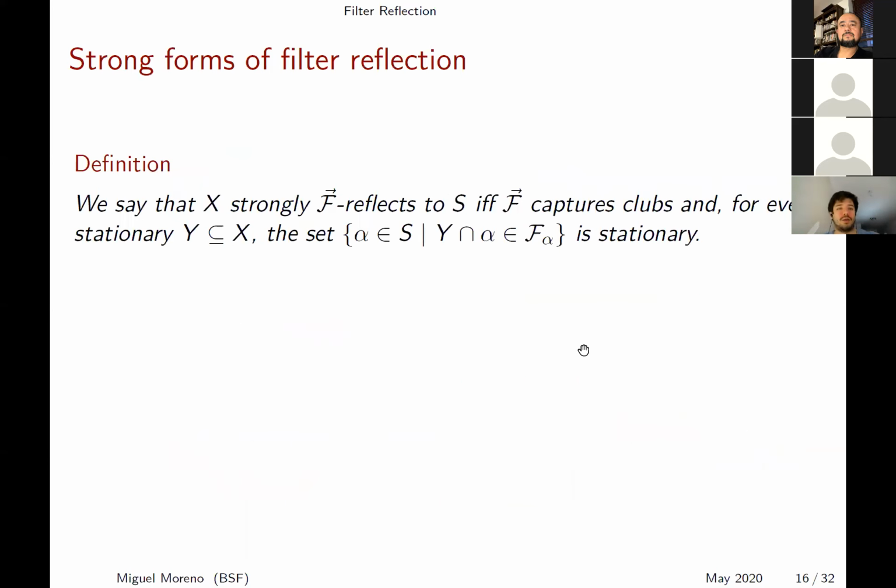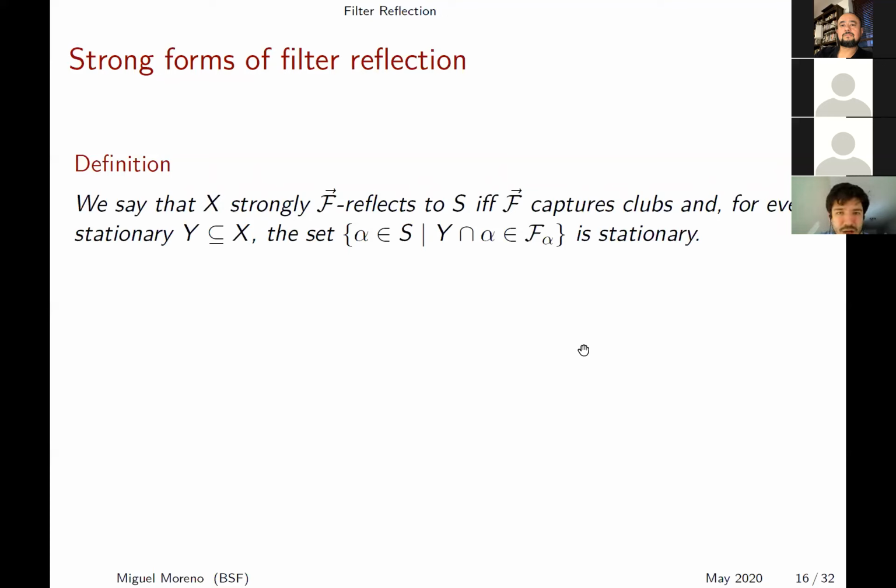Okay, now some strong forms of filter reflection. We say that X strongly F reflects to S if and only if F captures clubs, and for every stationary subset Y of X, now we demand that Y intersected alpha not only intersects all the elements of F alpha, but we also demand Y intersected alpha to be an element of the filter F alpha. So in that sense, it is stronger.